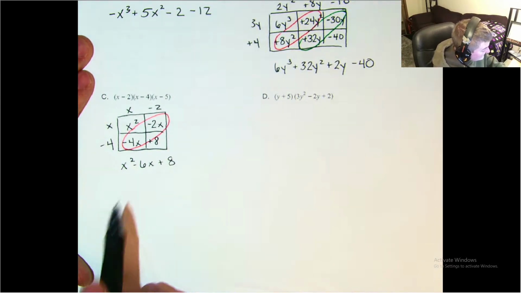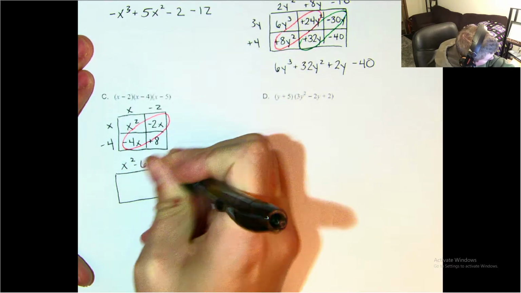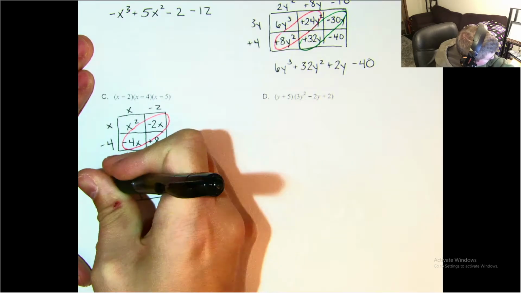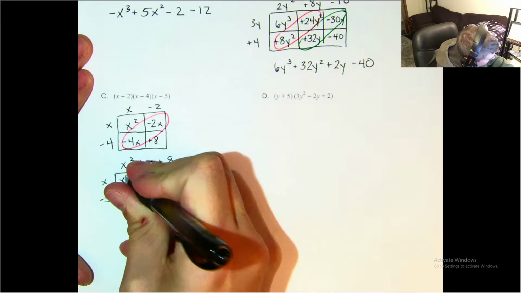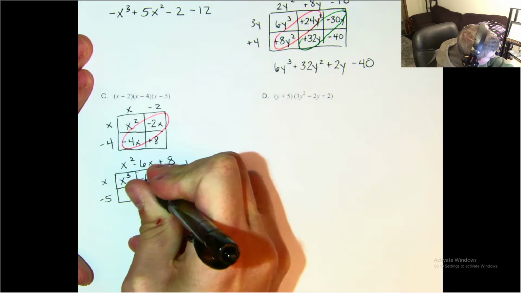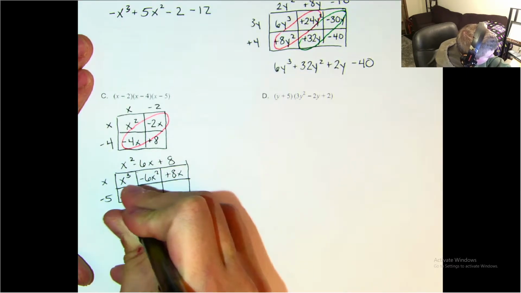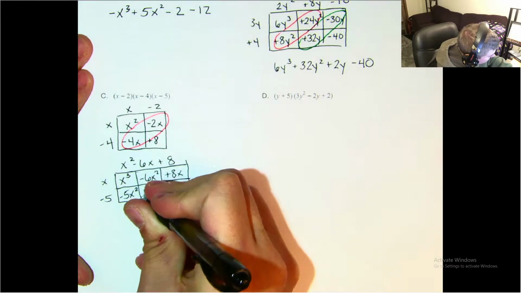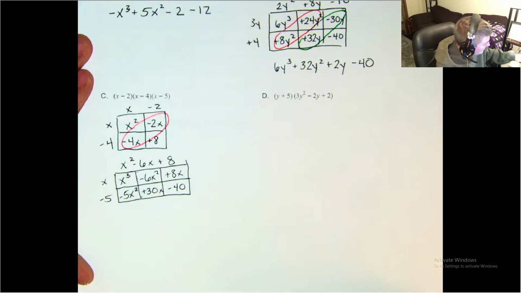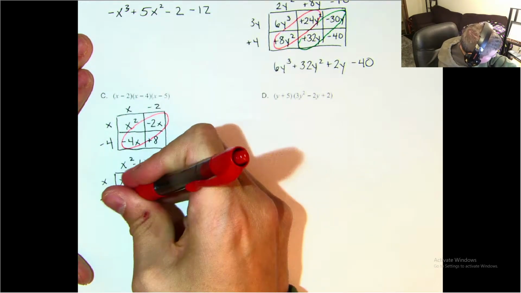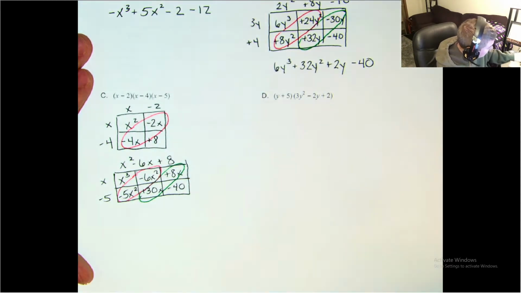Okay, so then I can take this here and I can go ahead and multiply it by x minus 5. So this is x cubed minus 6x squared plus 8x. And then negative 5x squared plus 30x. And then minus 40. Okay, and then I have two pairs of like terms. I have like terms here that can be combined, and then I also have like terms here that can be combined.